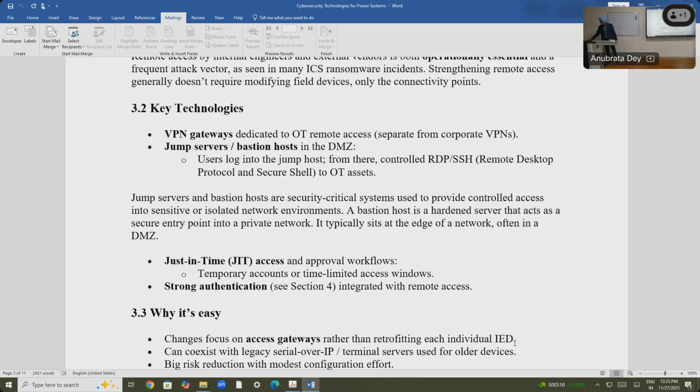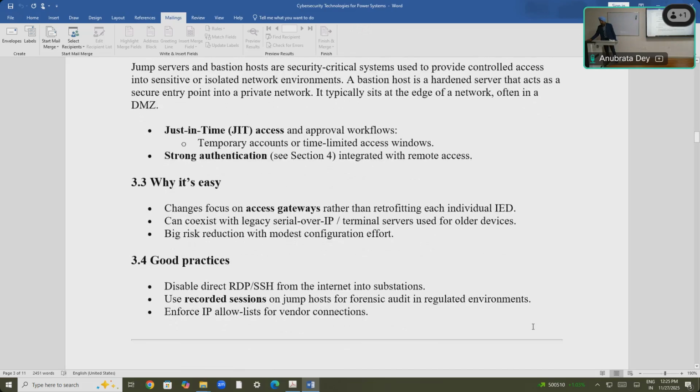And then you have just-in-time access, which are temporary accounts or time-limited windows. So you may give temporary access to, say, a vendor for 2 hours, 2 days, or 1 week. And why is it easy? Because the change is focused on access gateways rather than refitting the individual IEDs. So that's the third one.